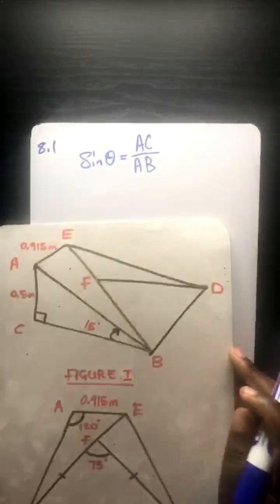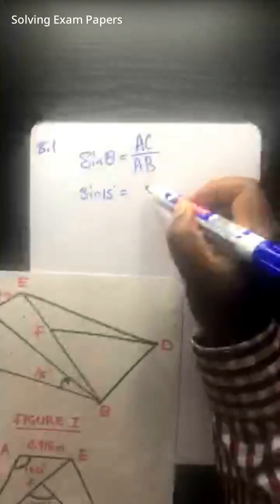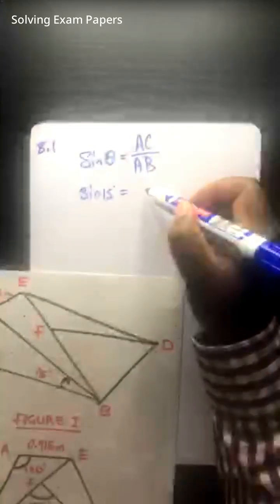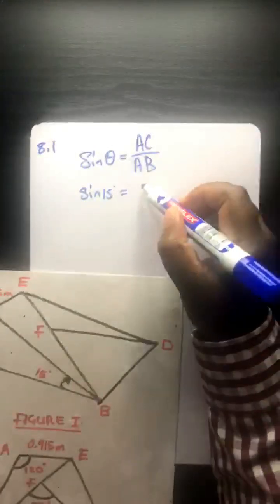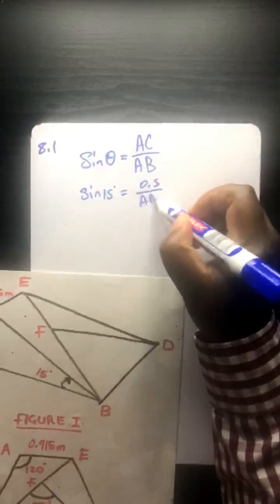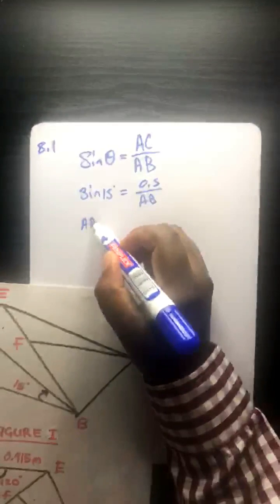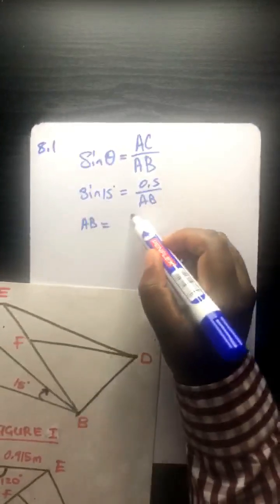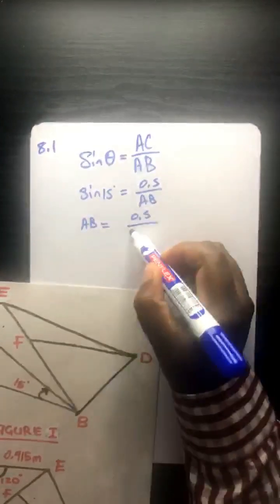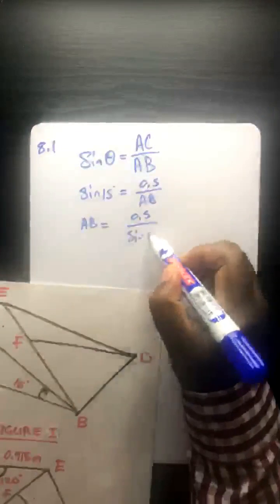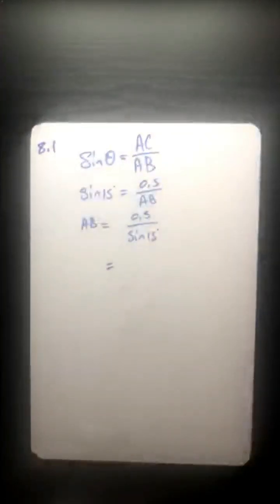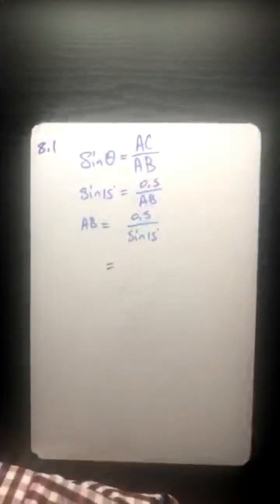So let's see. What are we having? We do have an angle there being 15 degrees, which is equal to what? AC, being opposite, is 0.5 over AB, which is what we're looking for. So you cross multiply, that means your AB ends up being 0.5 divided by sine of 15. So what are you guys getting there as an answer for that one? Remember, just 2 marks.